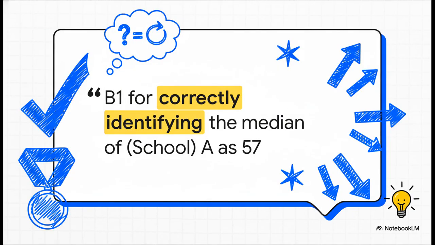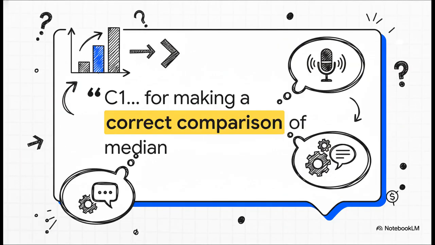Okay, check this out. For the first mark, the scheme says B1 for correctly identifying the median as 57. Now that B just stands for an accuracy mark. You get it just for stating the correct number. So literally just writing the median for school A is 57 gets you 1 mark in the bag. Simple as that.